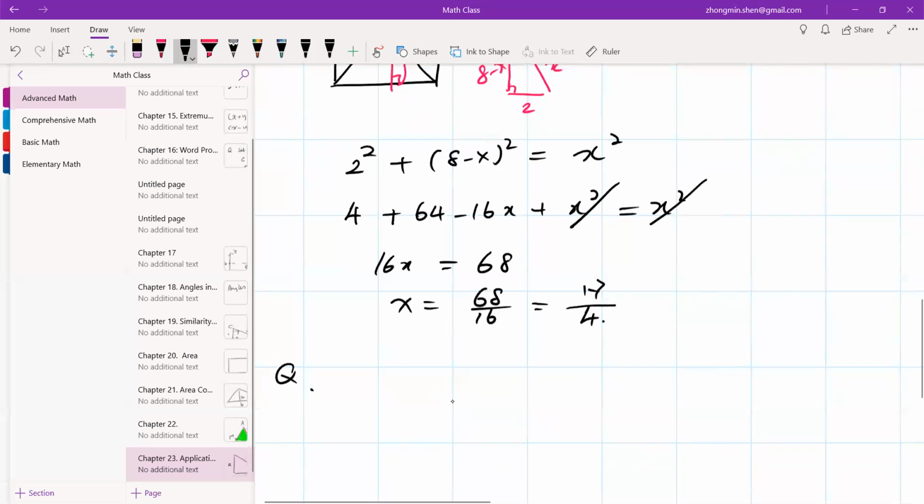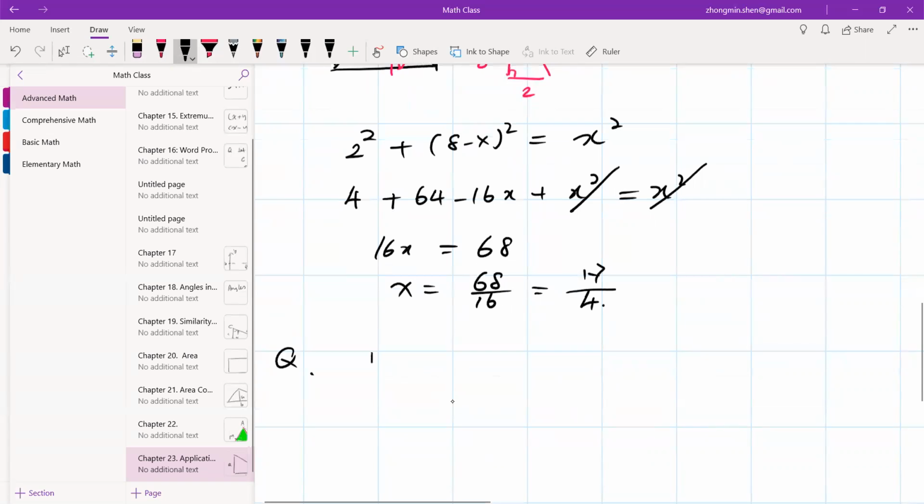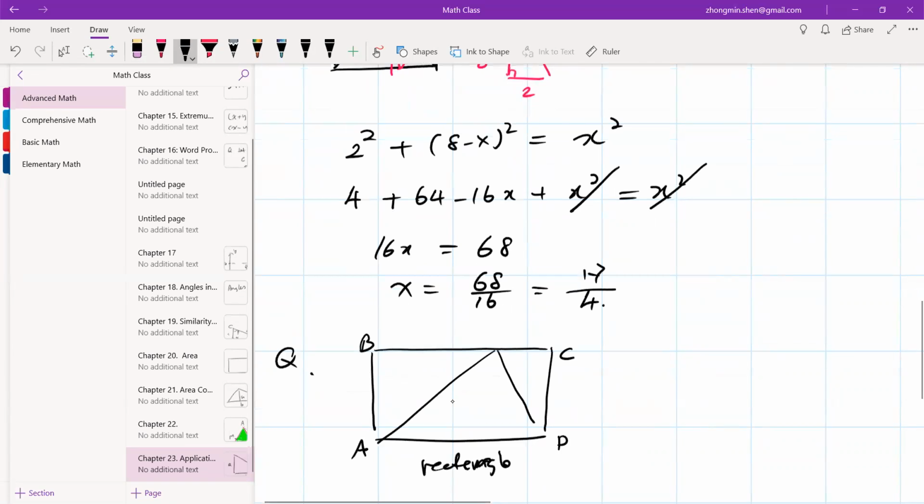So my next problem is, here's a rectangle. This time I'm going to ask you to do that. Let's label it A, B, C, D, and I have a triangle inside, and E. What I know is this is a right triangle. Here's a 90 degree angle.